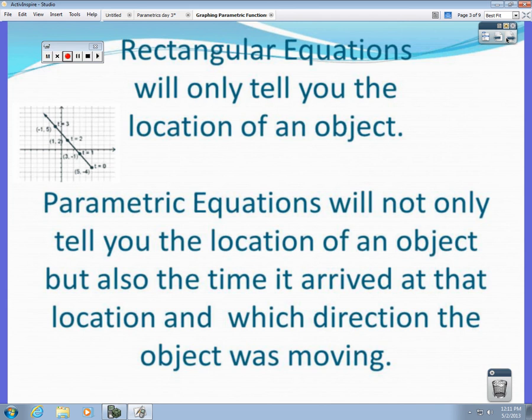Now, why do we use parametrics rather than rectangular? Rectangular equations will only tell you the location of an object. It will tell you where it is, where it's been, but it doesn't tell you anything about when it got there. A parametric equation will tell you the location of the object, but it also tells you the time it arrived at that location and which direction the object is moving. So movement and time are why we need to use parametric equations.